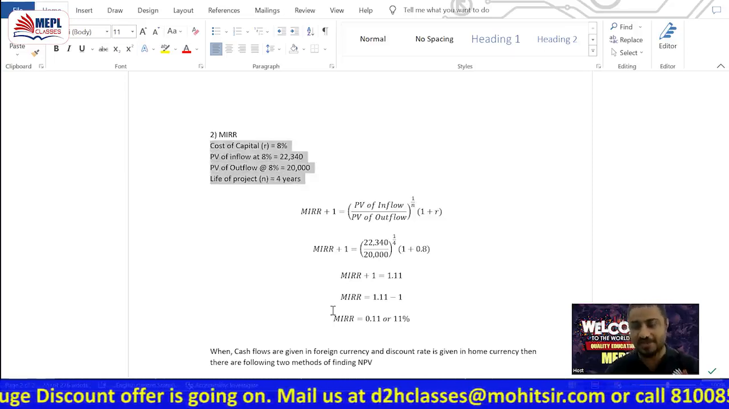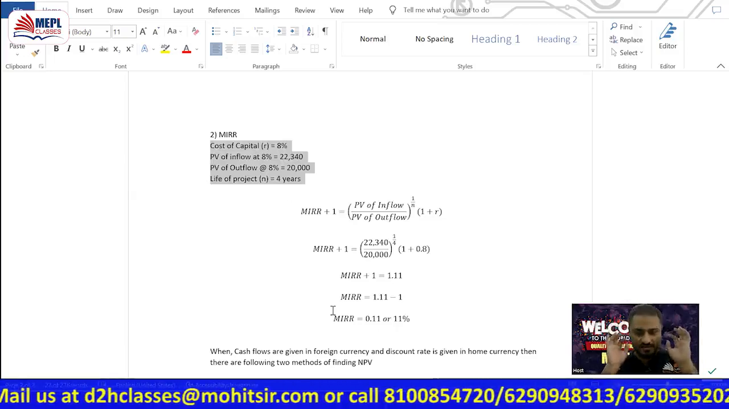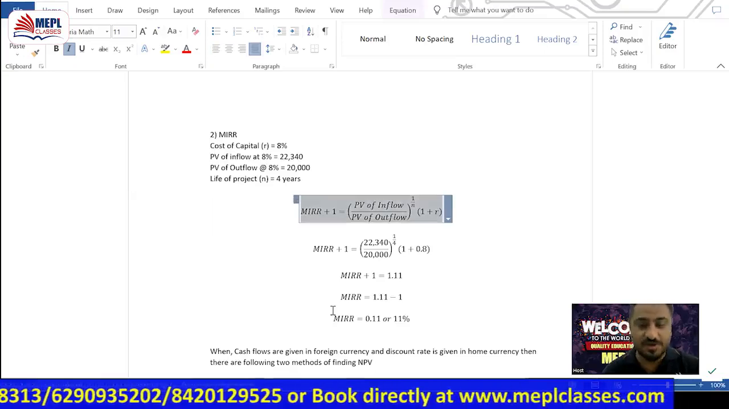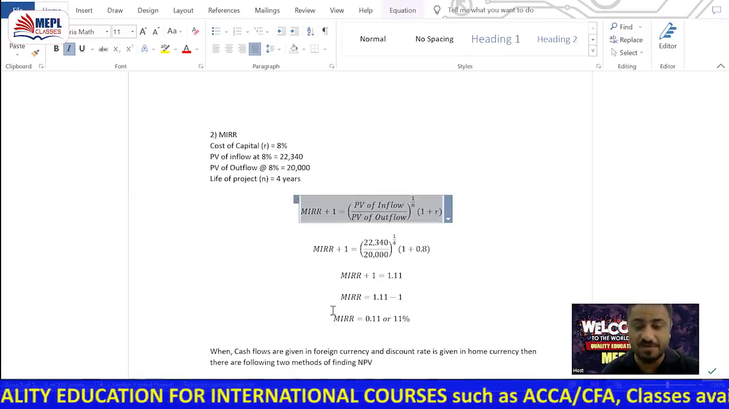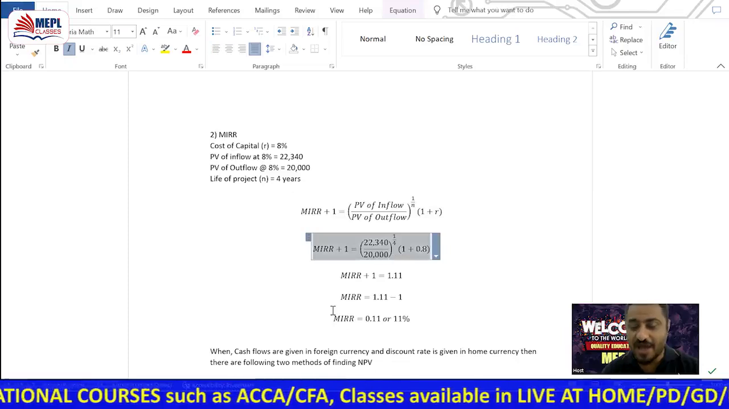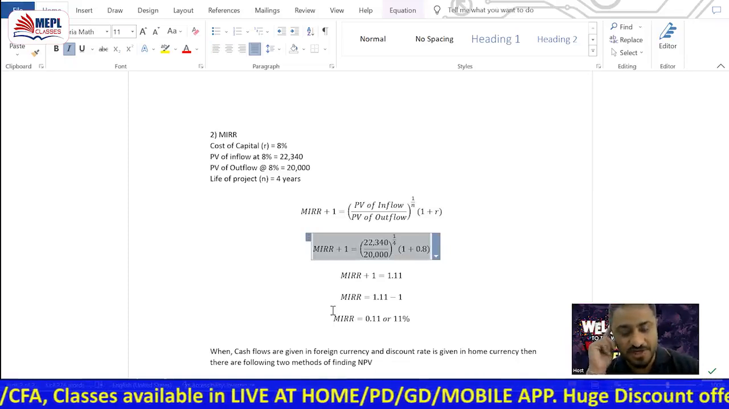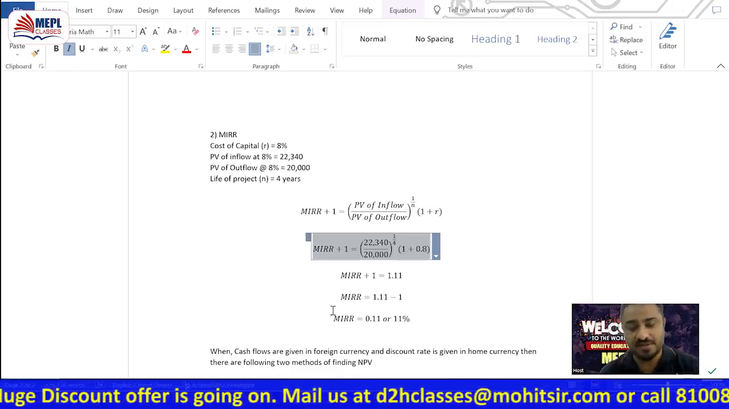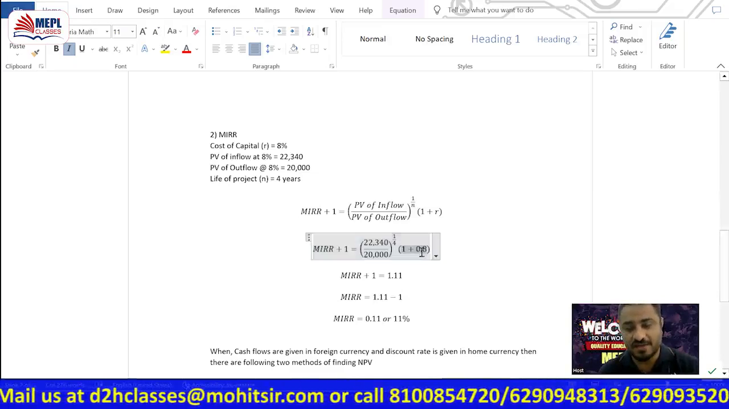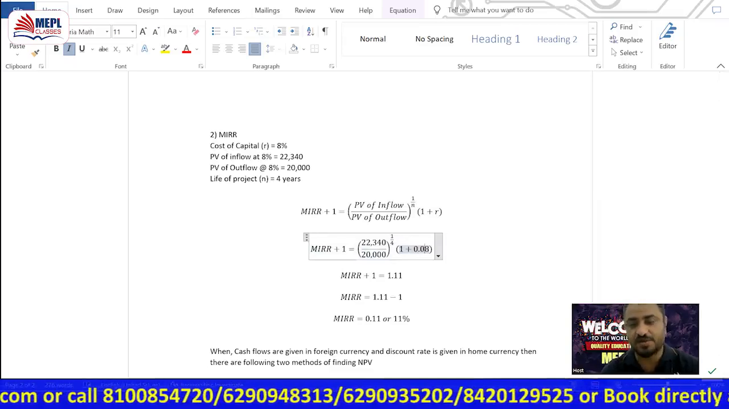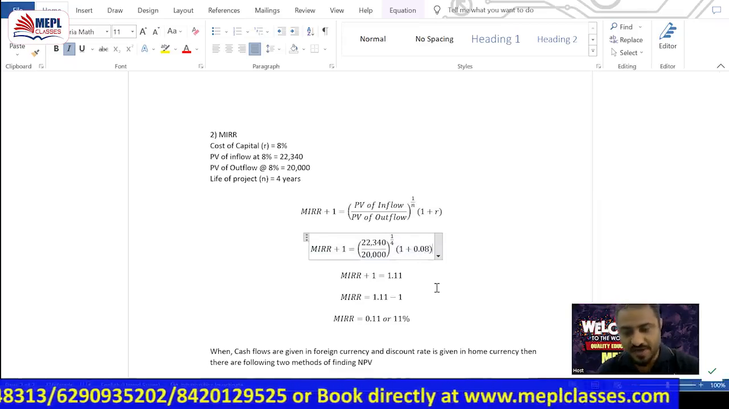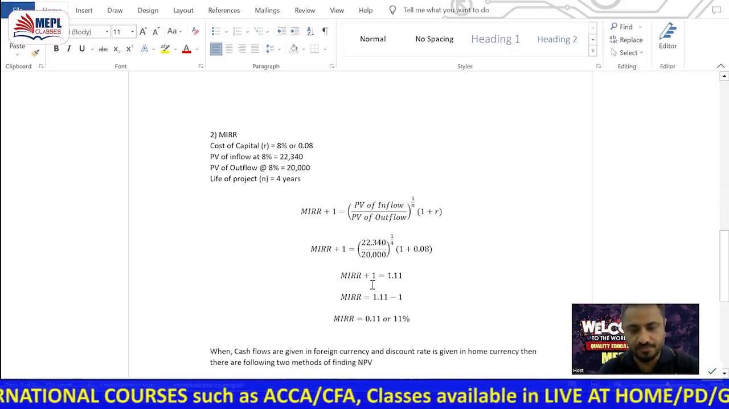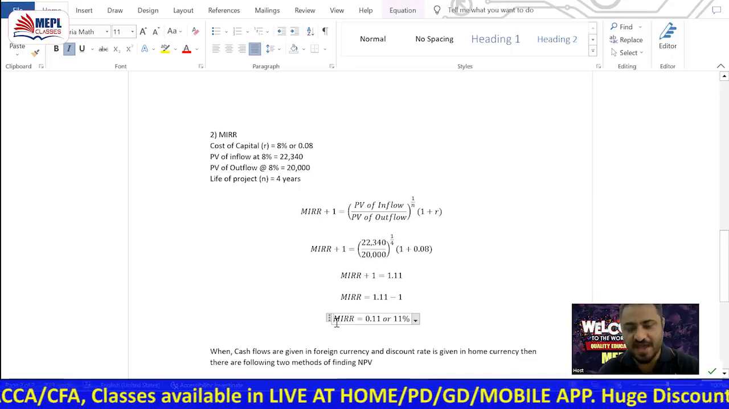So for calculation of IRR, we need four things. For calculation of MIRR, we need four things. The formula is MIRR, modified internal rate of return, plus 1 is equal to present value of inflow divided by present value of outflow raised to power 1 by n multiplied by 1 plus r. If you put the values here, MIRR plus 1 is equal to 22,340 divided by 20,000 raised to power 1 by 4, because the life of a project is 4 years, multiplied by 1 plus 0.08, which is my required rate of return, 8% or 0.08. And if you solve this, you will get MIRR as 11% only.